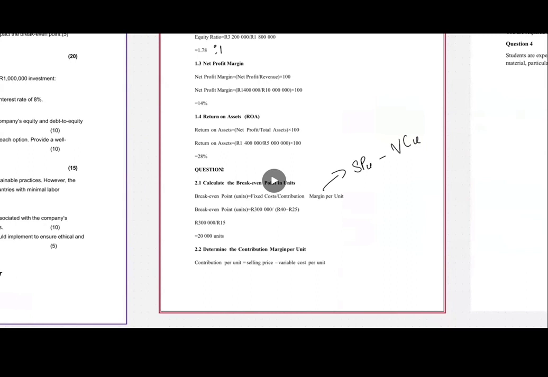So you mentioned 2.2, the contribution margin. Yes. For the contribution margin, we take the selling price and we minus the variable cost per unit. Which means it's 40 minus 25 Rand, which equals 15 Rand. That's our answer. Yes. Okay, thank you.